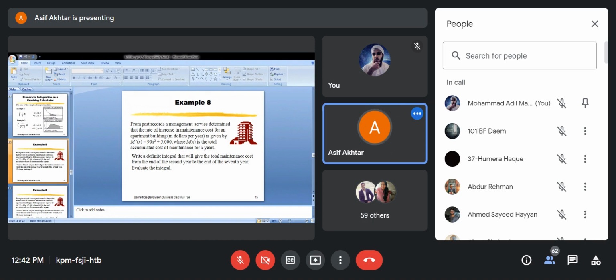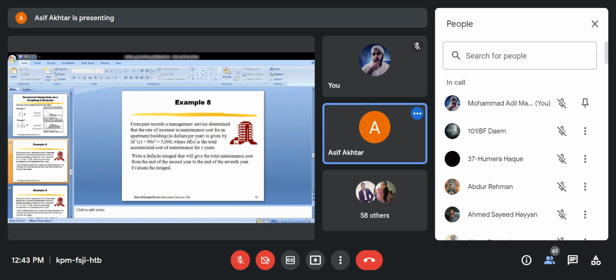This question is about the maintenance cost of a multi-story building. Okay, and the important point that you have to understand is that the rate of increase in the maintenance cost is given by a mathematical function, which is given as m dash x is equal to 90x square plus 50,000. Always remember rate of increase. So what does this indicate? This is the marginal cost of maintenance. So this is MC actually, which is given 90x square plus 15.